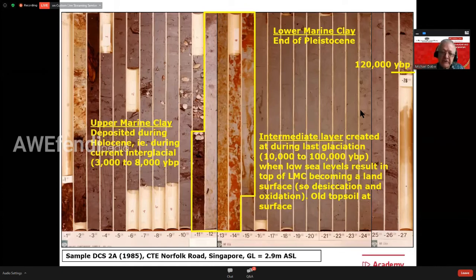And that was deposited between 3,000 and 8,000 years before present. And you can see there how we have shells in the bottom, and then we have a more uniform looking material as we go further up. So this is a very nice calibration of what we see when we look at samples and so forth in the marine clay, and I think it's quite interesting to see that.